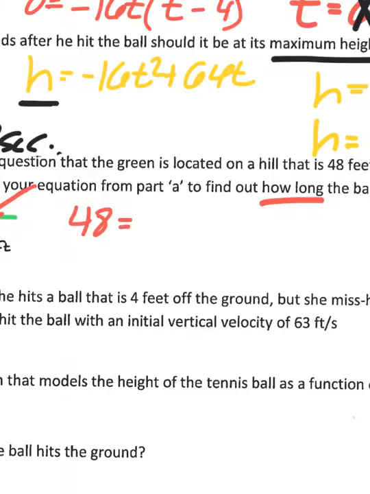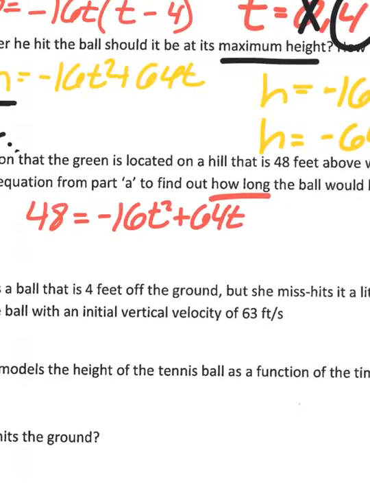So, I'm going to put 48 in, you'll see how this is going to work out, or maybe you're starting to as I write it down now too. 48 equals negative 16t squared. Again, we're trying to find out the time, so that's back in there, plus 64t.